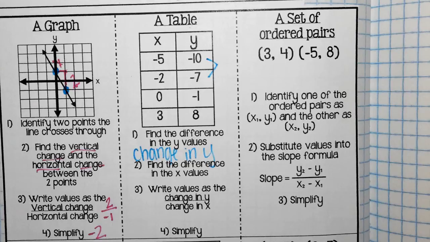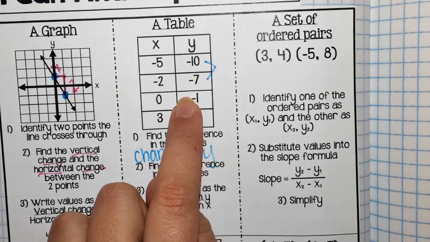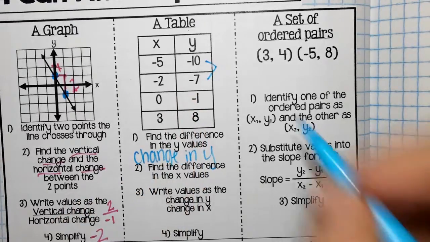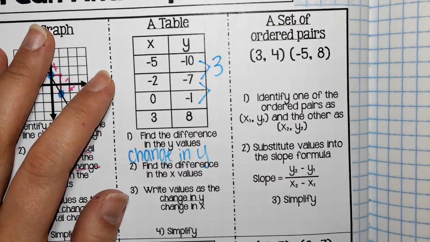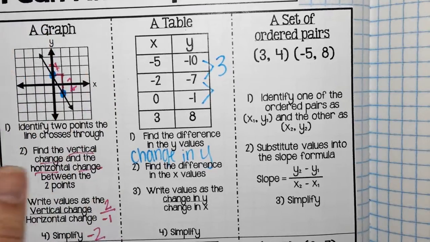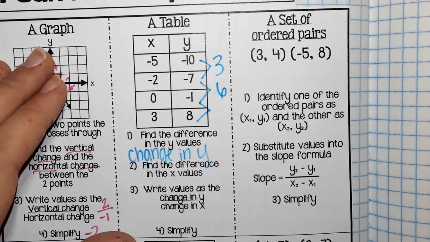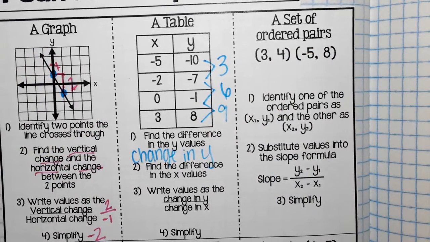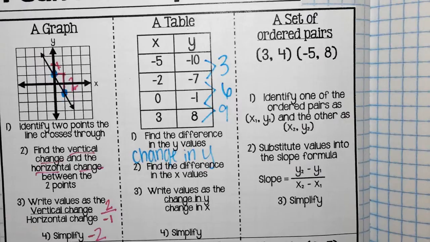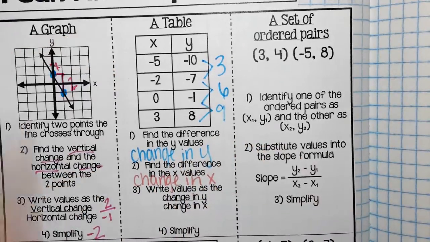Anybody? No, how much? Positive 3. All right, how much does it change here? Positive 6. How much does it change here? 9. Yeah. We need to learn how to count, guys. And also, there are number lines. That's okay. At least he's trying. That's right. All right, so then we need to find the change in x.